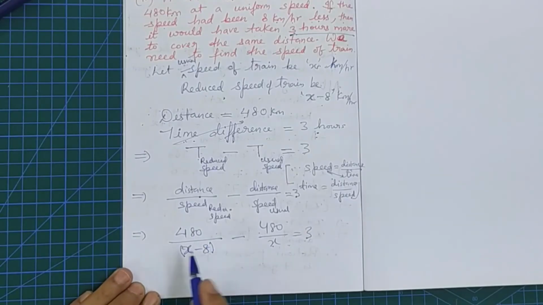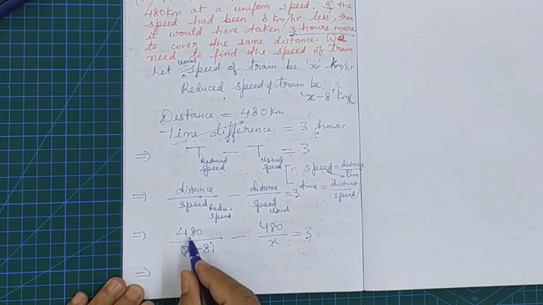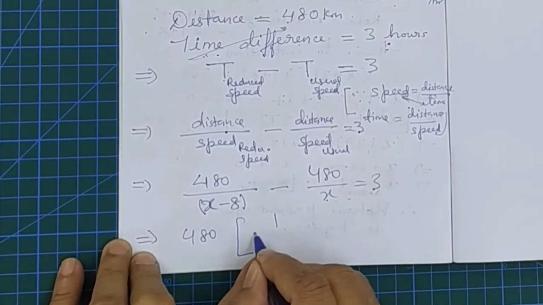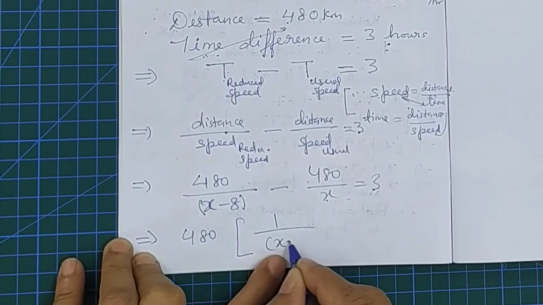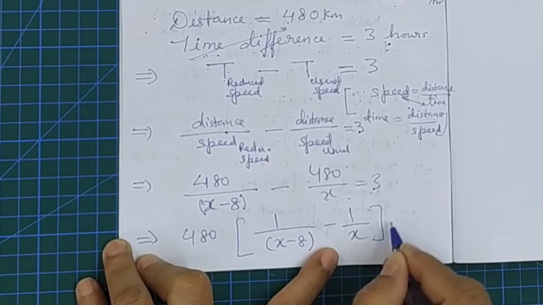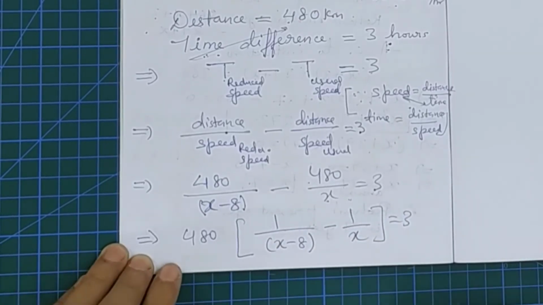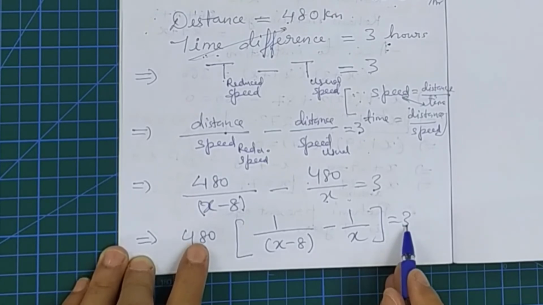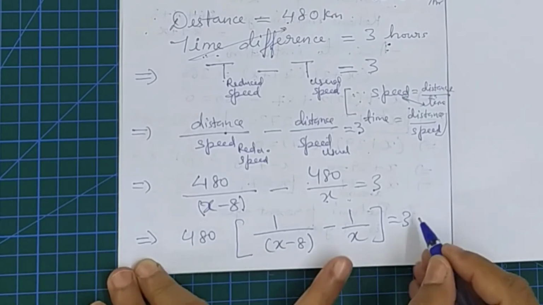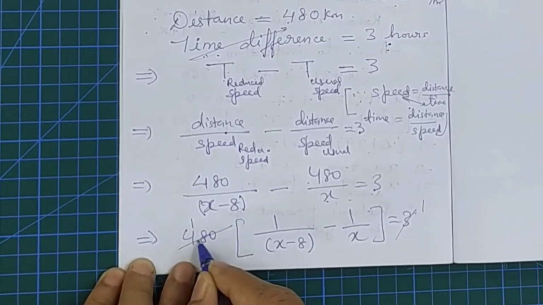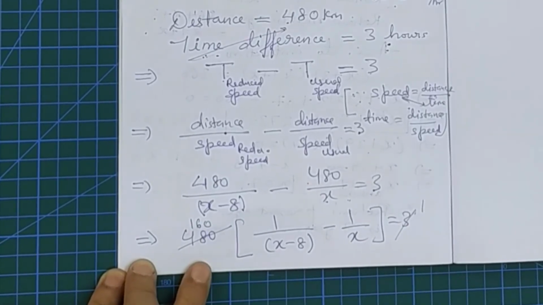Now we should take the highest common factor. The highest common factor is 480. So take 480 out, and then in the bracket we have 1 by x minus 8 minus 1 by x, and on the other side 3. On either side of the equation, numerators and denominators we can cancel. So I call this 3 ones. This is 3 ones, 3, 3, 6, 18, 0.